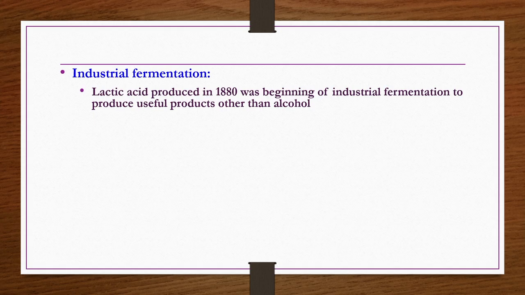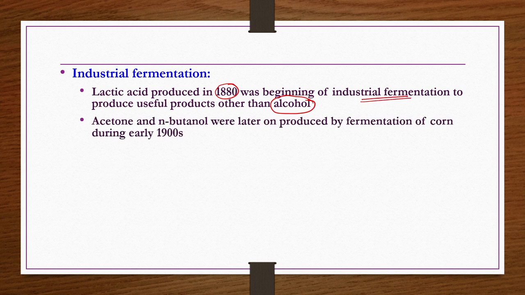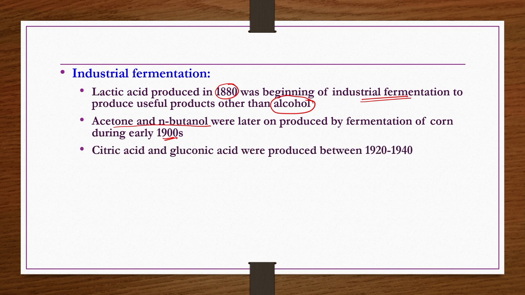Now, we see the importance of fermentation in industrial fermentation. Lactic acid was produced in 1880; before that, only alcohols were being produced by fermentation. So, around 1880 lactic acid was produced, and that was the beginning of industrial fermentation. Later on, acetone and N-butanol were also produced around the early 1900s, whereas around 1920 and 1940, citric acid and gluconic acid were produced by the industrial fermentation process.